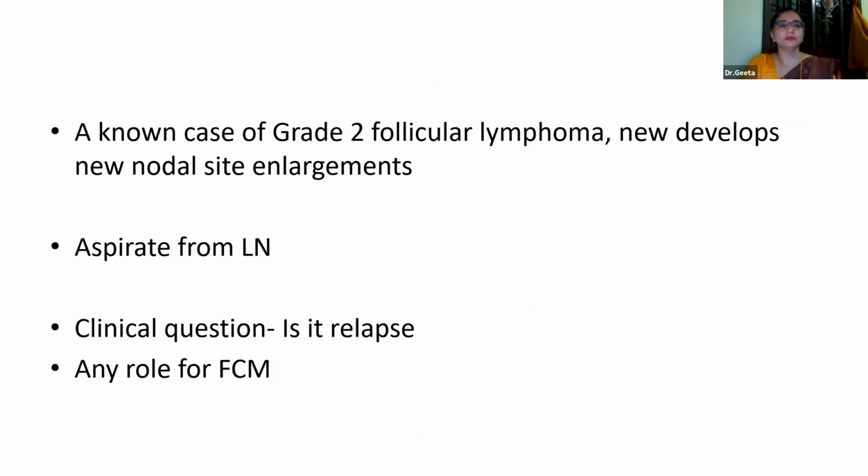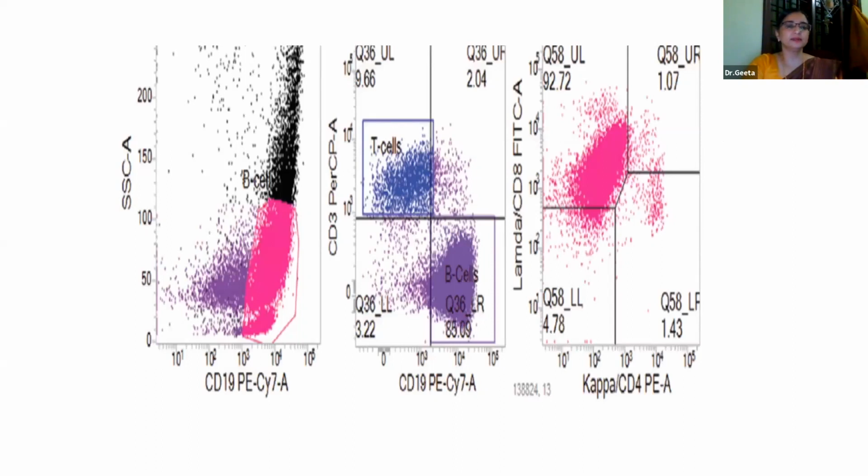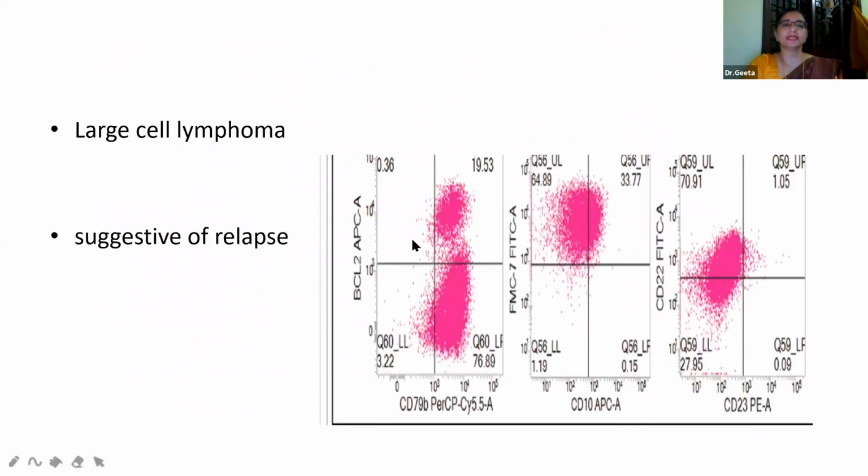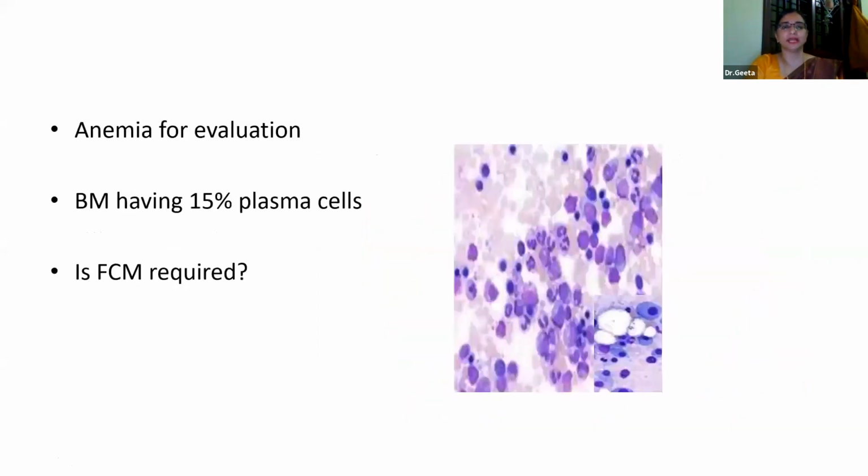So this is another flow from a patient who is a known grade 2 follicular lymphoma. This was actually an aspirate from the lymph node, which shows that there is a CD19 positive population, but this has got a big side scatter, and this has lambda clonality also. These are the normal CD3 positive cells. So this also happens to be BCL2 positive. So this is a large cell lymphoma which got a higher scatter and size and complexity suggestive of relapse.